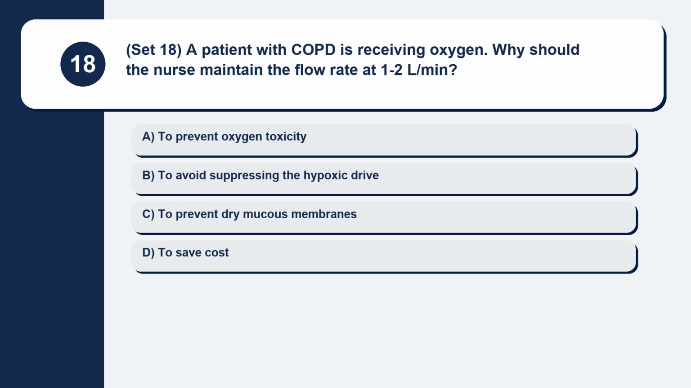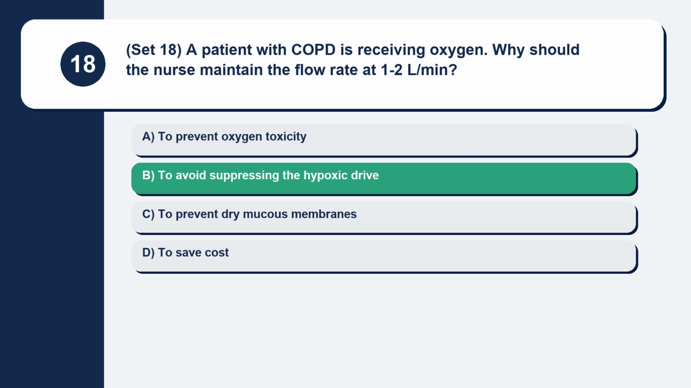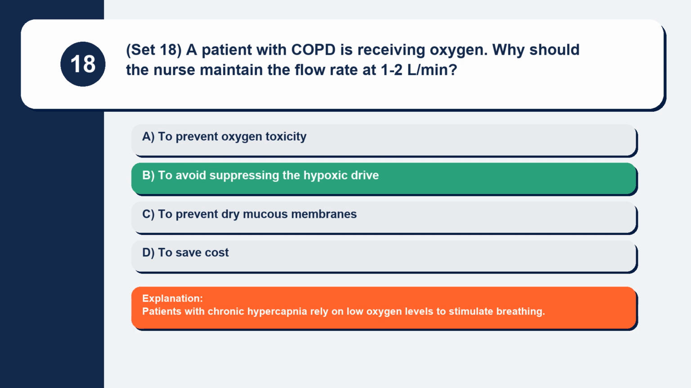Question 18. Set 18. A patient with COPD is receiving oxygen. Why should the nurse maintain the flow rate at 1 to 2 L/min? To prevent oxygen toxicity. To avoid suppressing the hypoxic drive. To prevent dry mucous membranes. To save cost. Patients with chronic hypercapnia rely on low oxygen levels to stimulate breathing.